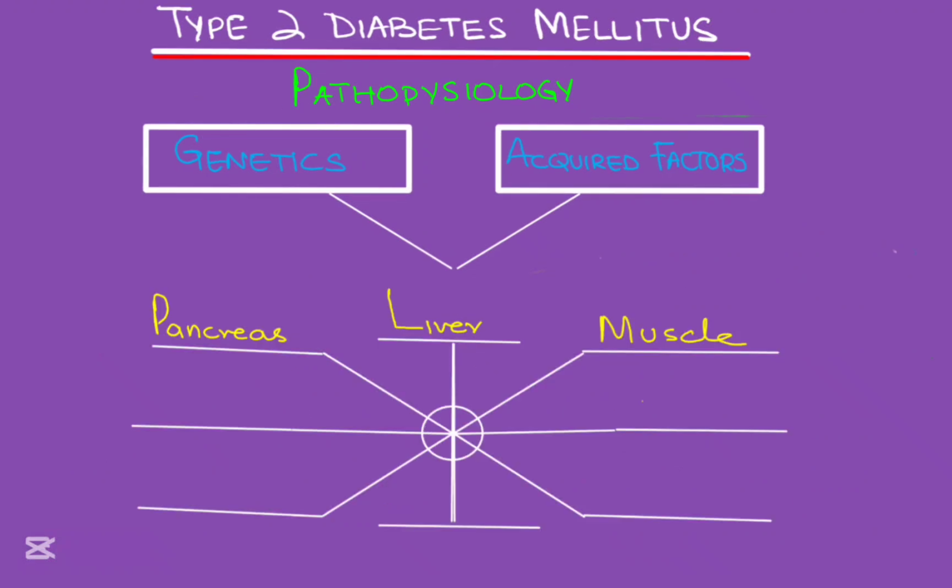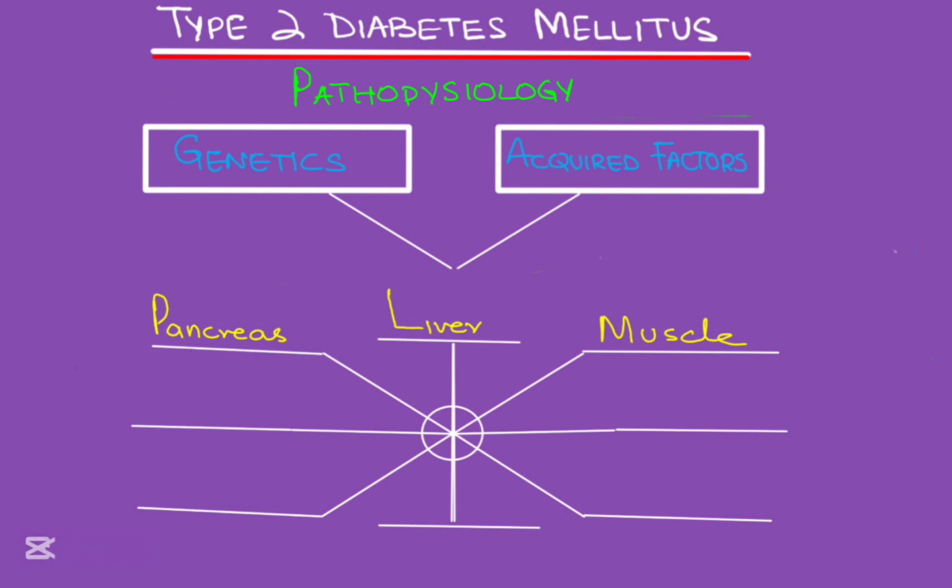If you think that I'm done with the pathophysiology of type 2 diabetes, you are so wrong. So far, we have talked about the three main organs involved in type 2 diabetes. These are the pancreatic beta cells, liver, and muscles. But there is more to the story.